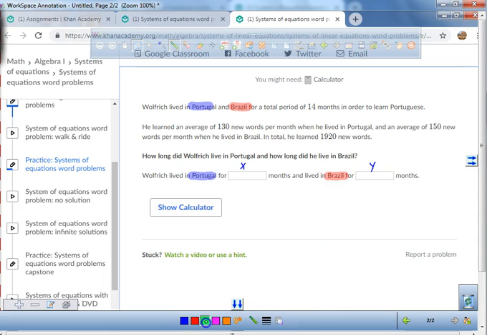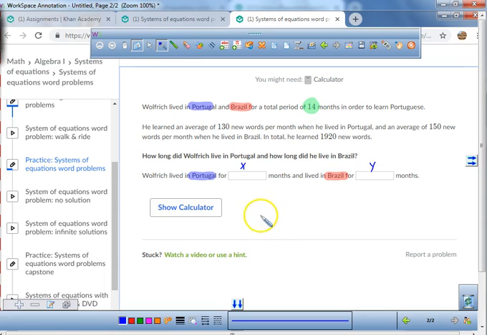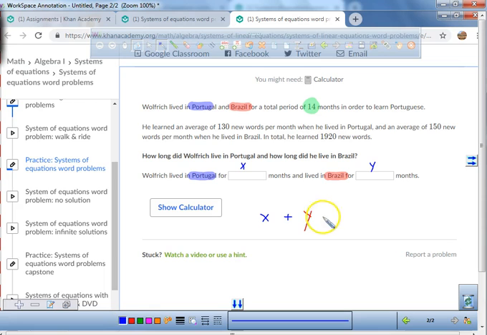And for a total, how long did he live there? He lived a total of 14 months. So here's what I want you to write. I want the months he lived in Portugal plus the months that he lived in Brazil equal a total of 14. And there's our first system of equations. So we have X equals months in Portugal, and Y equals months in Brazil.